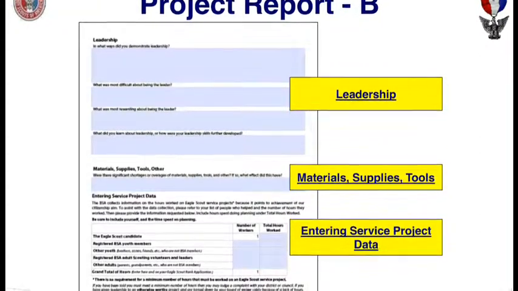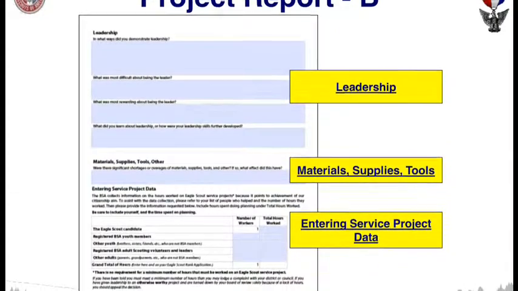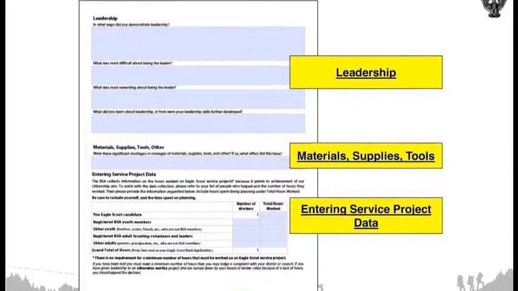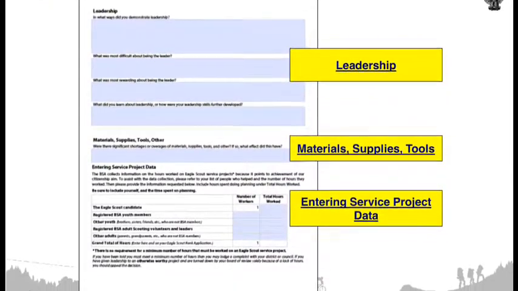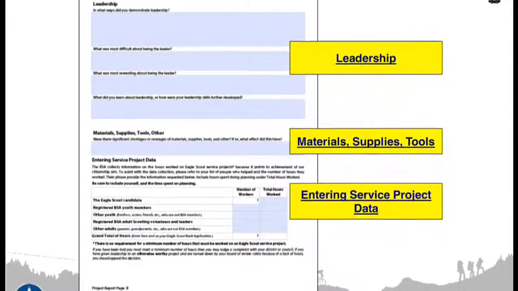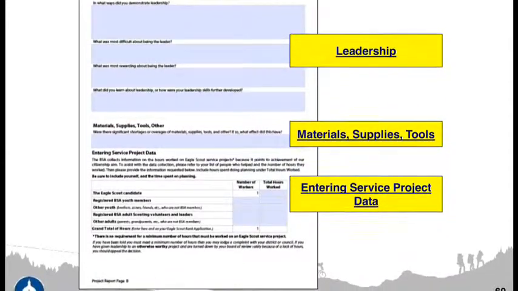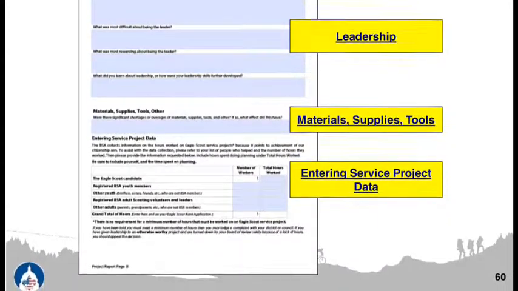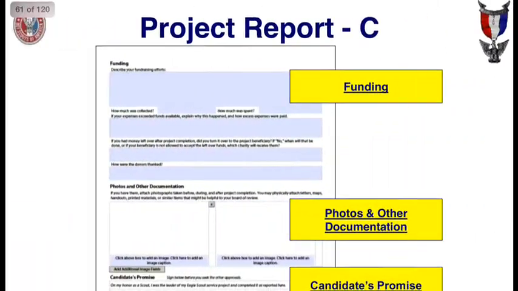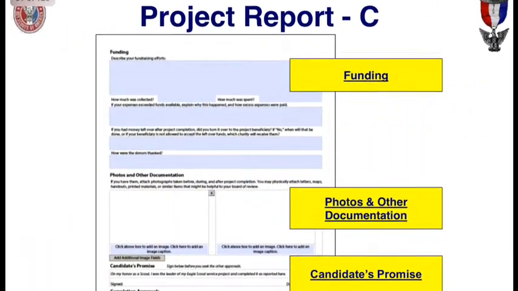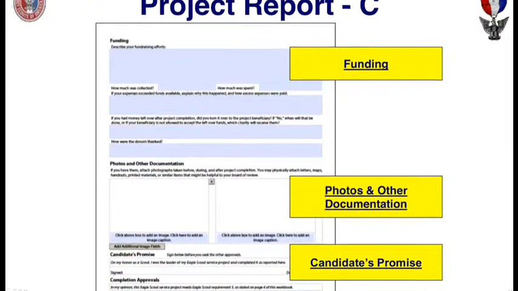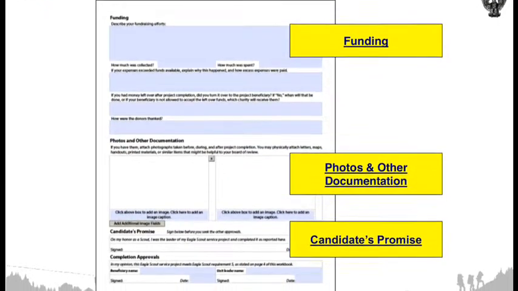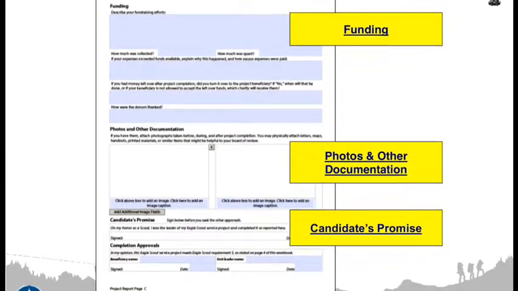The final project report asks about your leadership, how you demonstrated leadership, and what was rewarding about it during your project. They will also want all of the service project data, which you may keep on a separate spreadsheet, explaining all of the people that came and assisted you with your project and the number of hours they helped. The last page asks specifically about your funding, how much was collected, how much was spent, what you did with any leftover funding, and very importantly, how you thanked the donors.